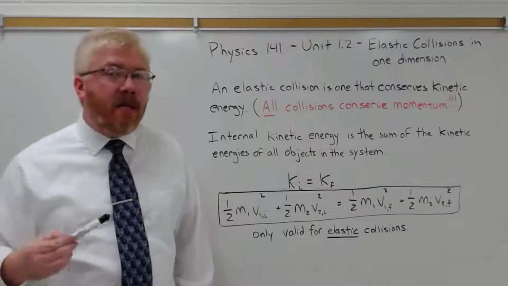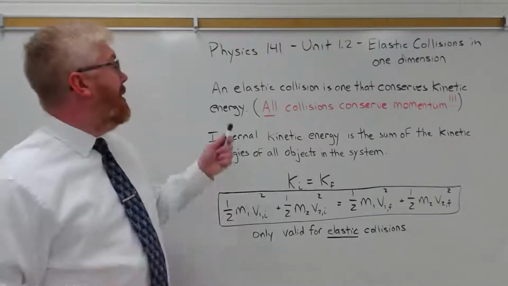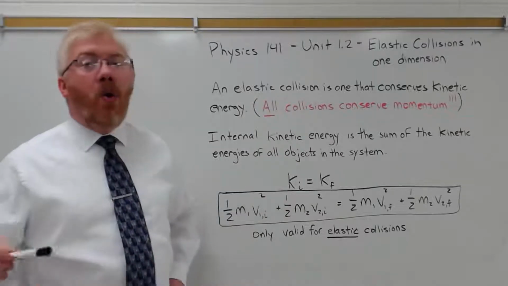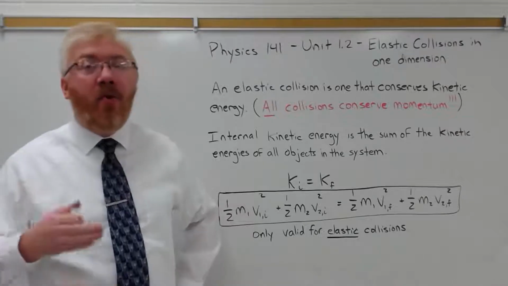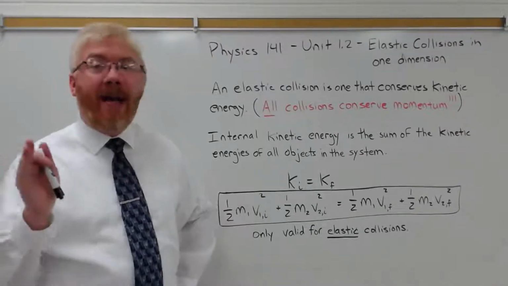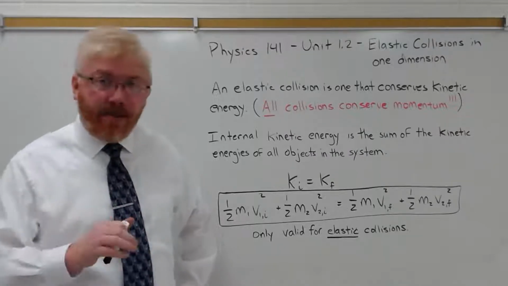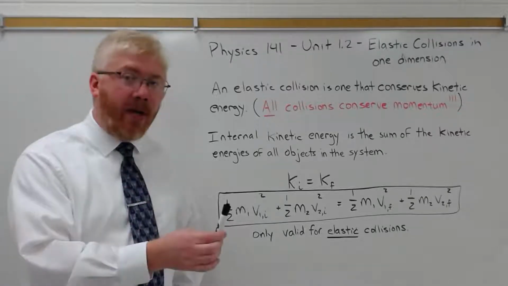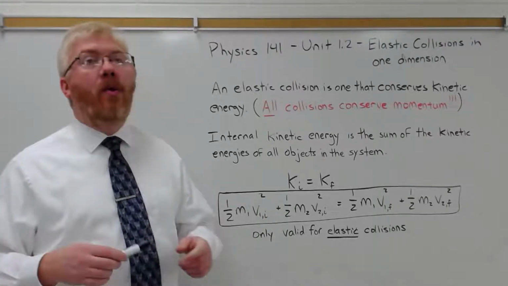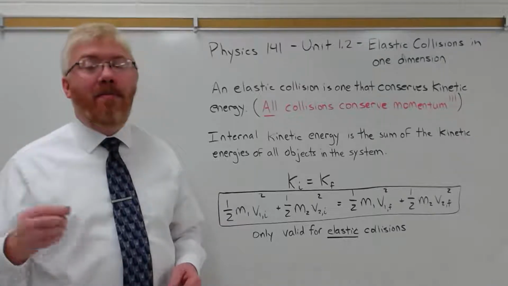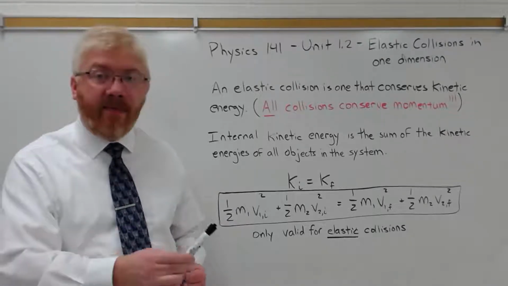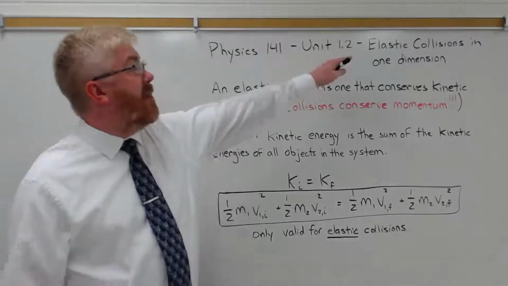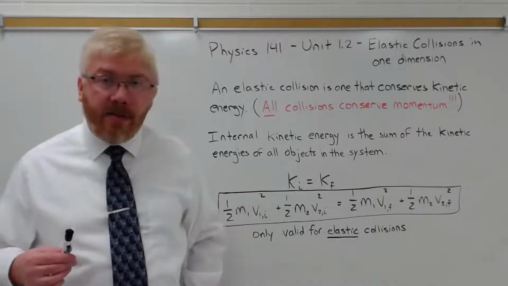Now, an elastic collision is a special type of collision, in that an elastic collision is one that conserves kinetic energy. So the total kinetic energy of the system before the collision, if you add up all the kinetic energies of all the objects in the system, is equal to the same total kinetic energy after the collision. Now, the individual objects in the system may have different kinetic energies before and after, but the total sum of the kinetic energy is the same. This actually defines what an elastic collision is.